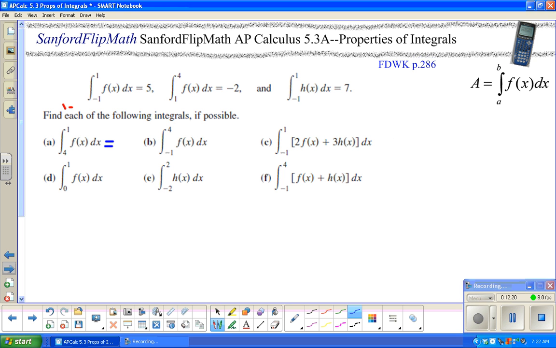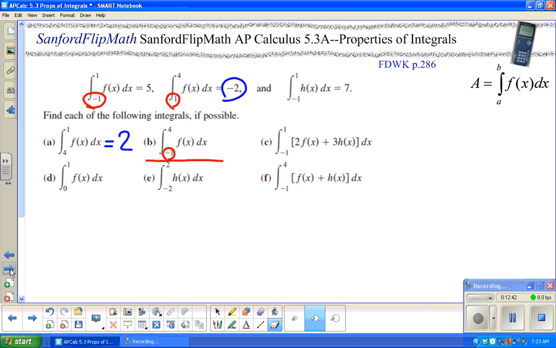So this one is just going to be the opposite of -2, or in other words, 2. That's it. Okay, let's take a peek at B. B says from -1 to 4. Well, this is not -1. That's -1. So the idea here is if I go from -1 to 1, that integral is 5. When I go from 1 to 4, that integral is -2. This one is kind of bridging the gap here.